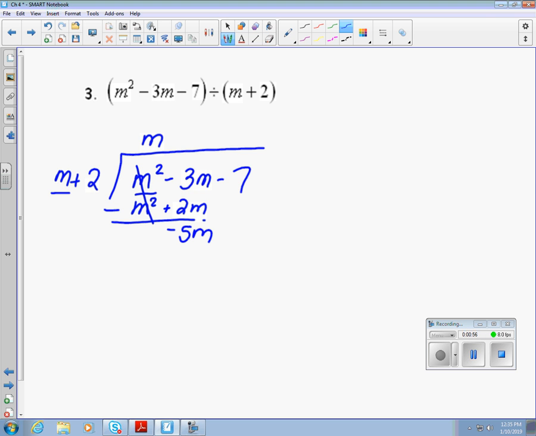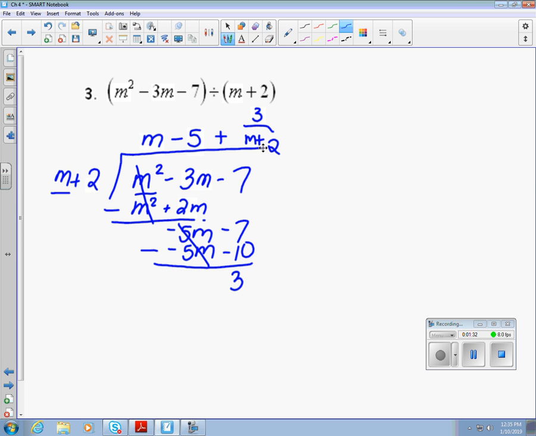Now we're going to think, what am I going to multiply m by to make negative 5m? Well, I've got the m, but I need to multiply by negative 5 to get that. So multiply down negative 5 times m, which is negative 5m. And, by the way, I forgot to bring down the minus 7, so quick, sneak that in there. Negative 5 times 2 would make negative 10. Subtract, and these drop. Negative 7 minus negative 10 becomes negative 7 plus 10, which is 3. That's my remainder. So positive 3 over m plus 2. That's what we learned yesterday.